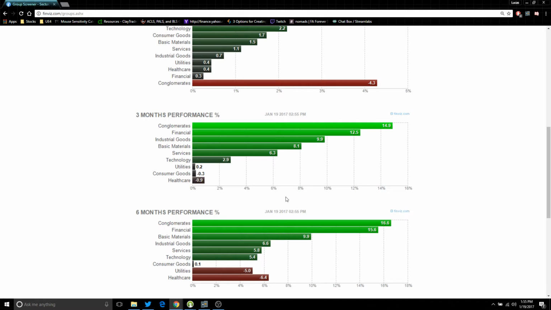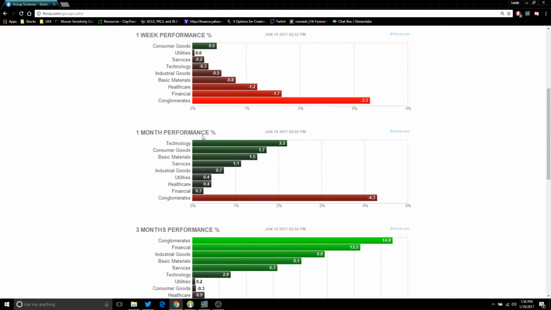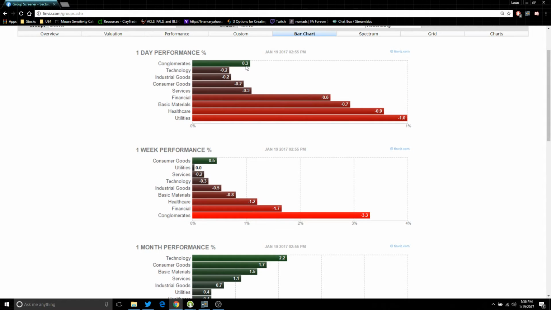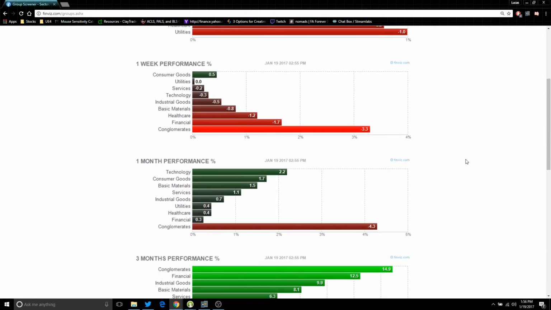So I'll look at the recent history. I'll go through conglomerates, financial, industrial goods. These guys are looking like they're uptrending. And then I'll look here, is that trend holding? Nope, conglomerates is going down, conglomerates is going down. Oh, conglomerates is going up by what, 0.3%? That's not good enough for me. So the overall trend right now is going down.